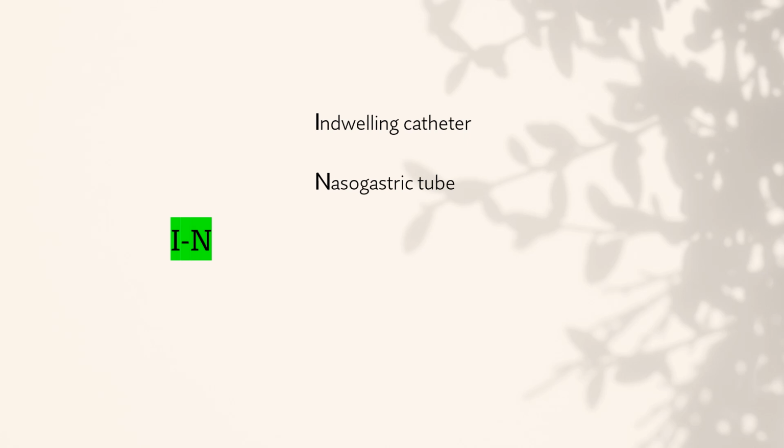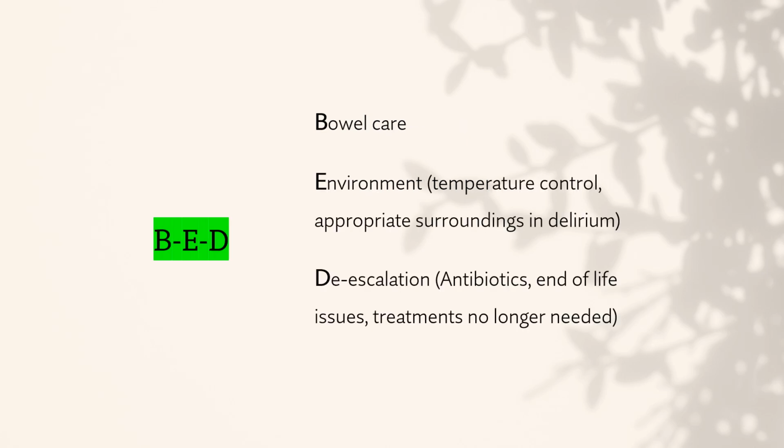N means nasogastric tube. Whether the patient needs an NG tube or can have feeds orally, whether the NG tube position is in place, is there any feed regurgitation, whether the NG tube is functional. B means bowel care: any constipation or loose motion, whether the patient is receiving any laxative or antibiotics, likely cause of abnormal bowel movements.